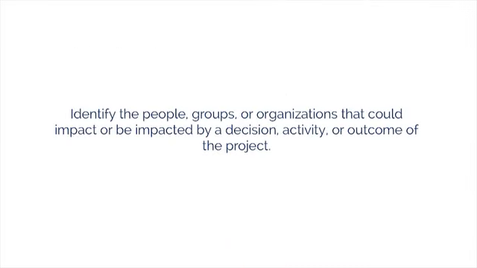The first process in project stakeholder management is identify stakeholders. Here we identify the people, groups, or organizations that could impact or be impacted by a decision, activity, or outcome of the project. We also analyze and document the relevant information regarding their interests, involvement, interdependencies, influence, and potential impact on project success. It's the first thing we do once the project charter is developed.